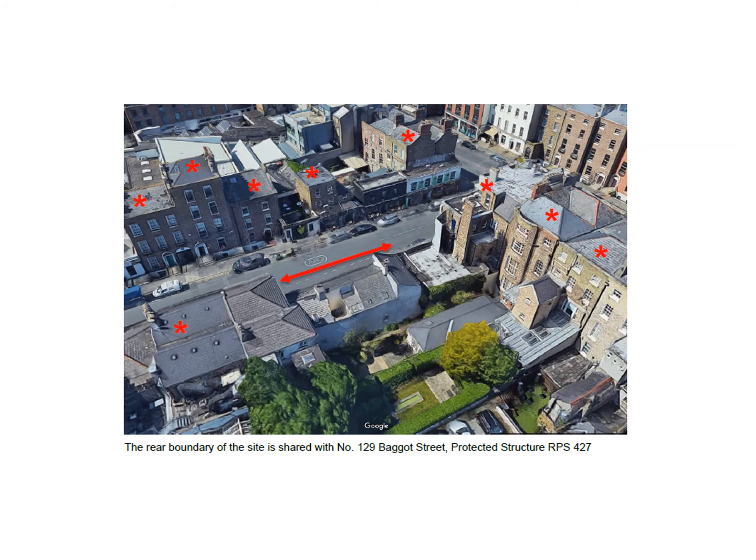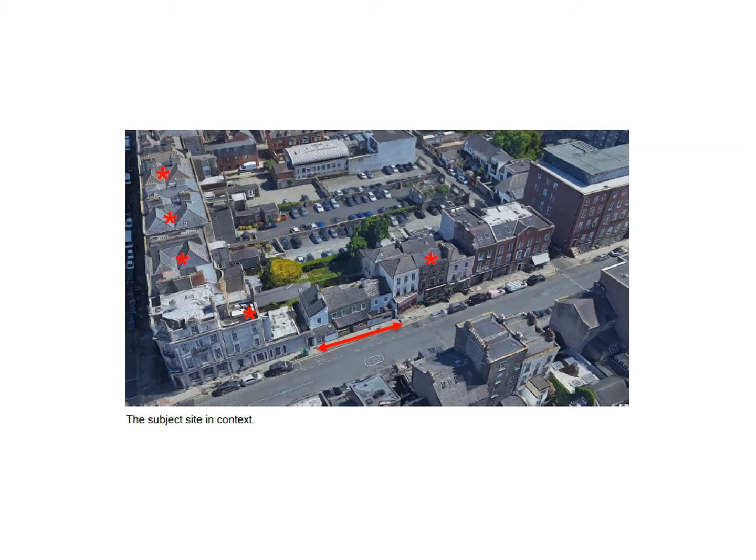So here, as part of my desktop study, I have shown the boundary, the extent of the site to the front. I have a clue now as to what the boundary looks like as it's shared with the building adjacent. And my red asterisks here are showing which are the protected structures on the streets. And another wider angle is showing the subject site in context.